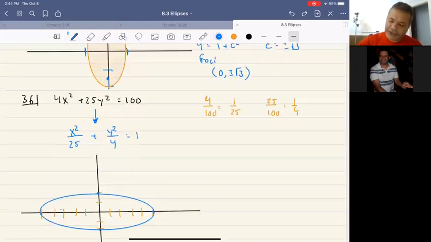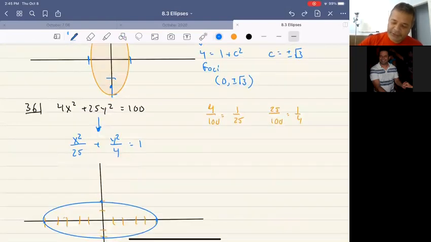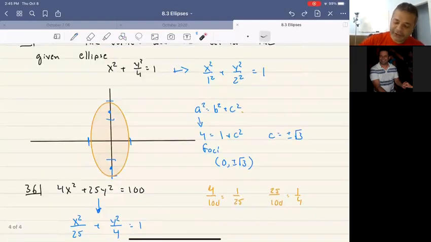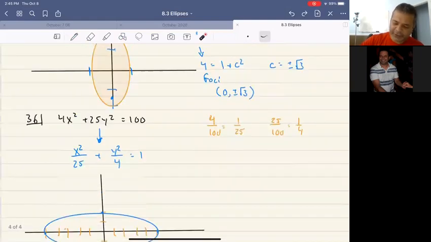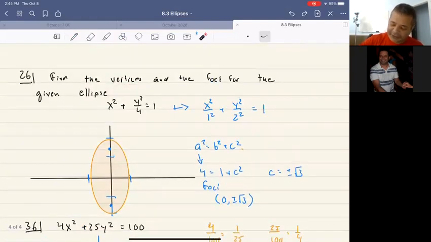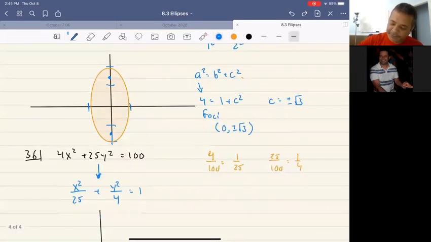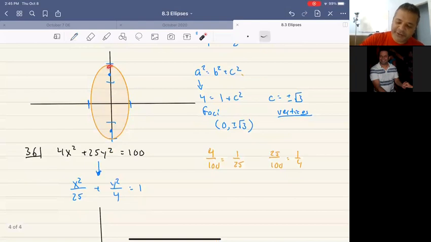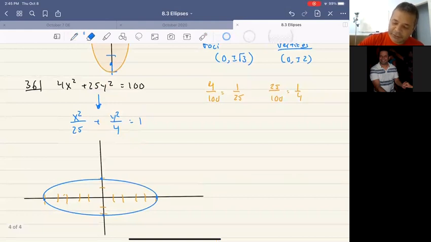By the way, I should have said what the vertices were on that last one. The vertices, remember, are the points on the larger axis. So I needed to find the vertices on that last one, which I didn't. Let me write those down. Sorry about that. Vertices on the last one: those are these 2 points, so 0, plus or minus 2.